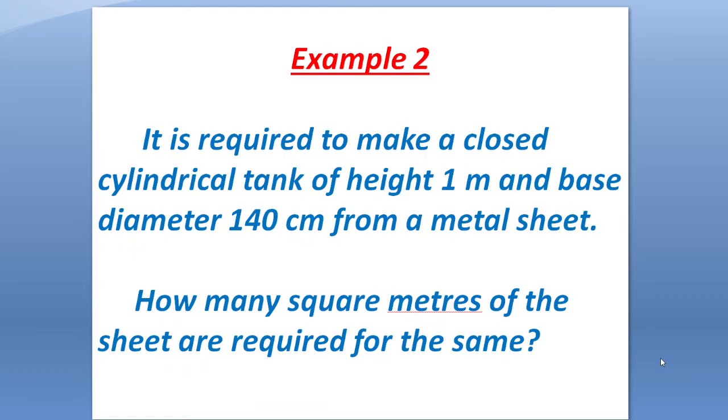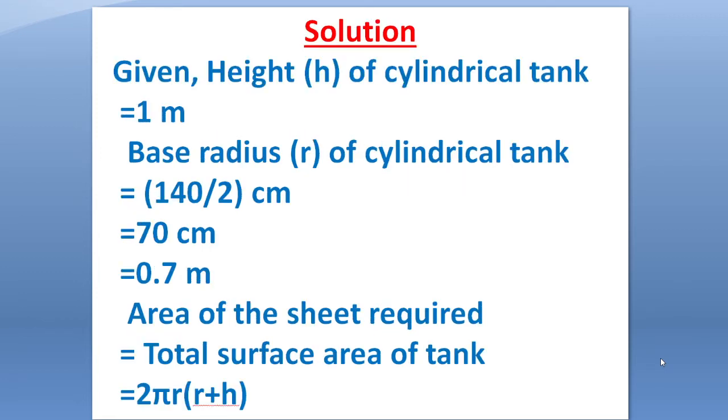Now see example number 2. It is required to make a closed cylinder tank of height 1 meter and base diameter 140 centimeter from a metal sheet. How many square meters of the sheet are required for the same? So here the cylinder is closed. Height is 1 meter. Now see the solution.